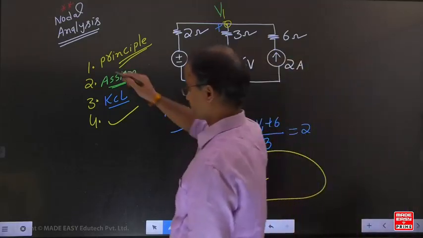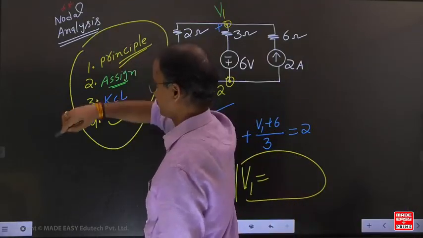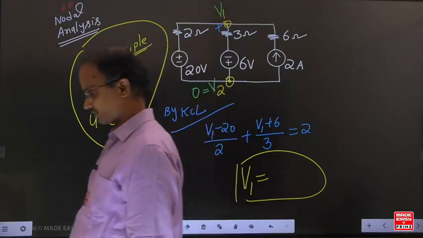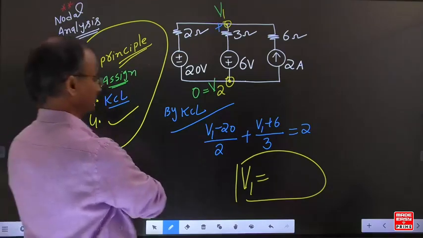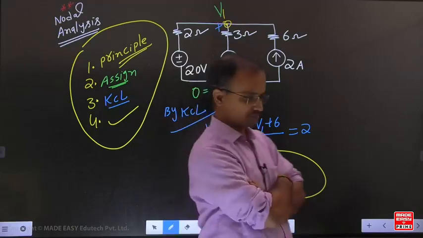Write the points. Write the first point: identify the total number of principal nodes.